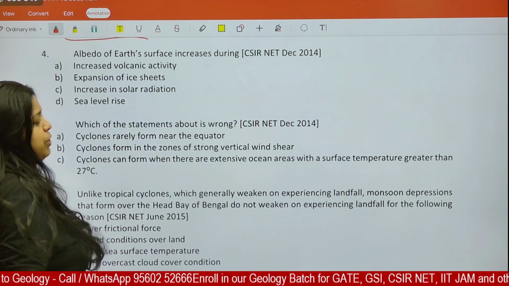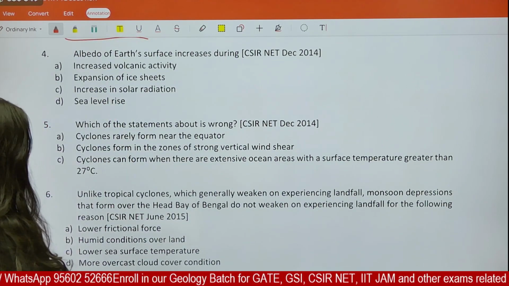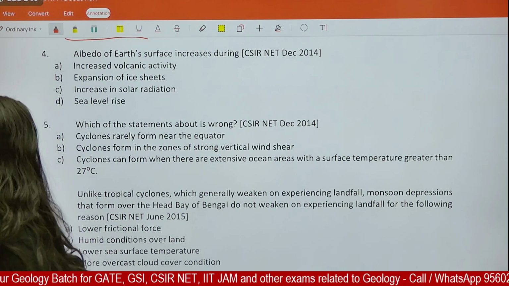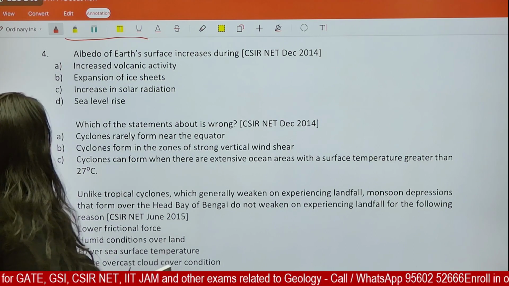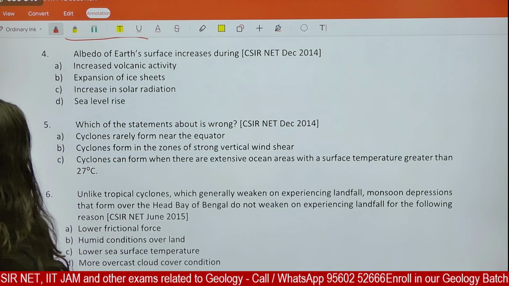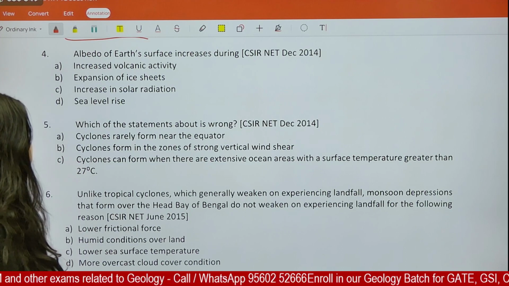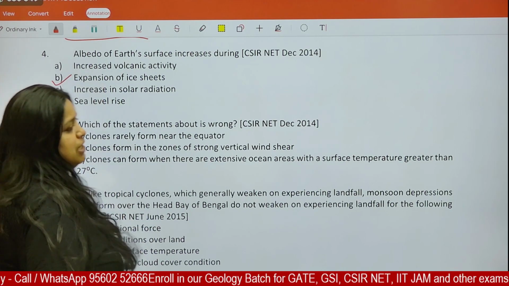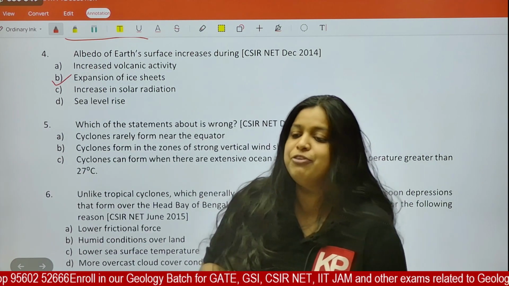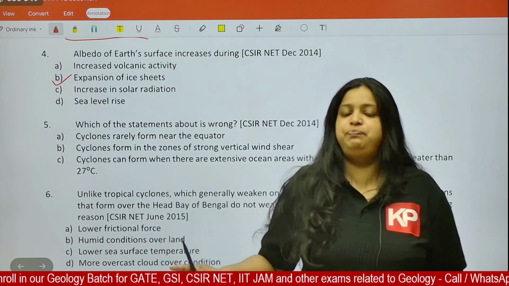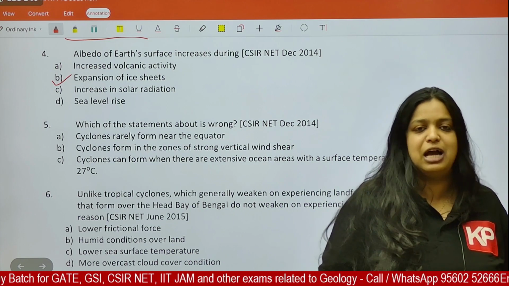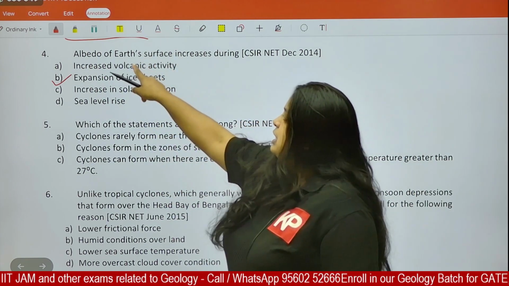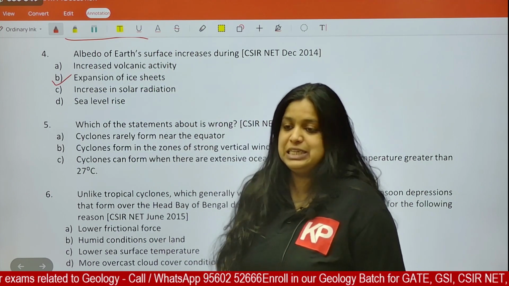Next, the albedo of Earth's surface increases during which of these: increased volcanic activity, expansion of ice sheet, increase in solar radiation, or sea level rise? You know what albedo means. It's the expansion of ice sheet. Albedo means the amount of reflectance. Over a glacier, albedo is very high, nearly 100 percent. So with the expansion of ice sheet, the albedo of Earth's surface will increase.